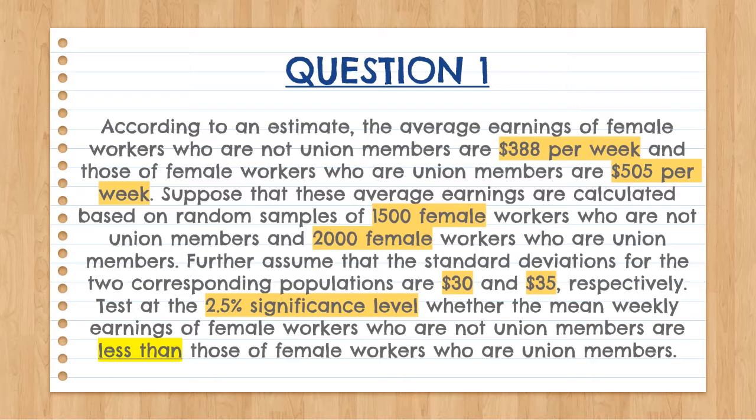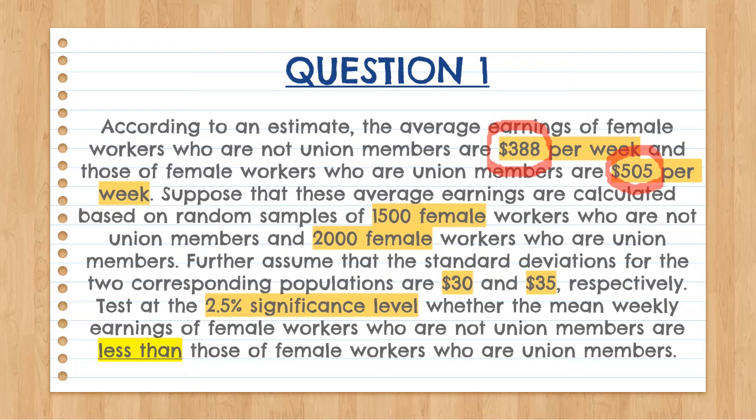According to an estimate, the average earnings of female workers who are not union members are $388 per week, and those female workers who are union members are paid $505 per week. So 388 is our first population mean, whereas 505 is our second population mean. Suppose that these average earnings are calculated based on random samples of 1,500 female workers who are not union members and 2,000 female workers who are union members. Further assume that the standard deviations for the two corresponding populations are $30 and $35 respectively.